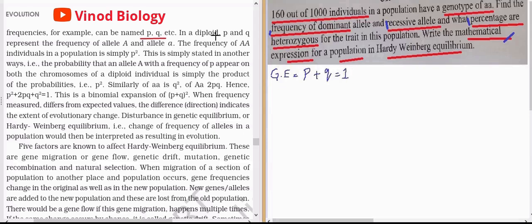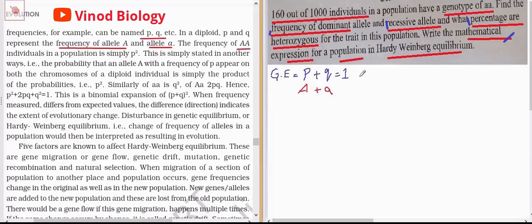Remember, in diploids, P can be represented as a frequency. When you talk about frequency, you should use these words: the frequency of allele A, the frequency of allele small a, dominant and recessive, like capital T, small t. For simplification, P can be written as A and Q as small a. So simply you can write A plus a equals 1.